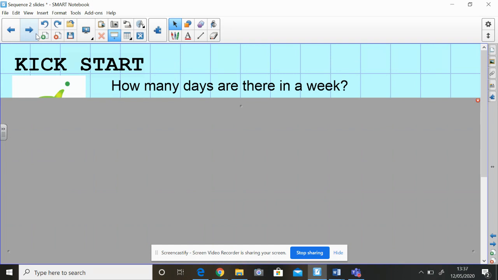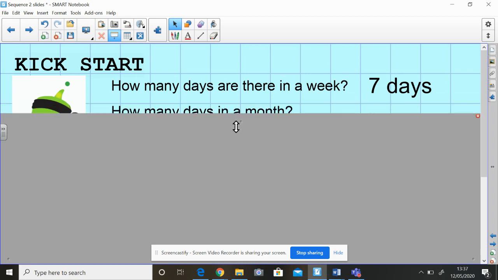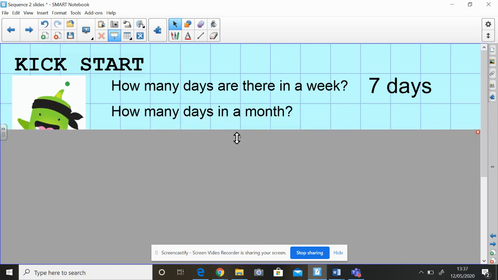Okay, how many days are there in a week? Now, I think this one is pretty easy. I think you'll all be able to understand because we go to school for 5 days of the week and then there's the 2-day weekend. So 5 add 2, 7. In a week, there are 7 days, Monday to Sunday. So that's pretty easy. I'm sure we all know that. So there's 7 days in a week, but how many days are there in a month?